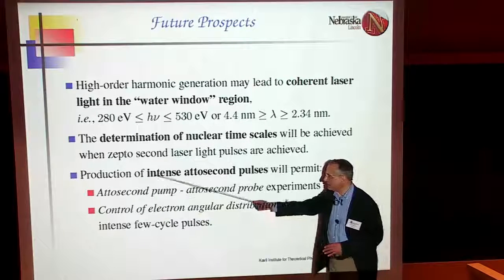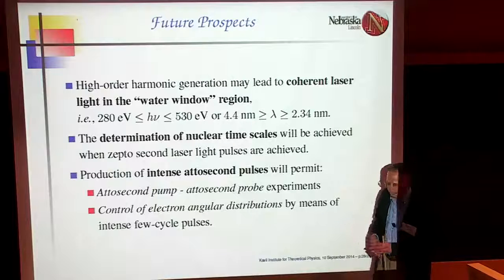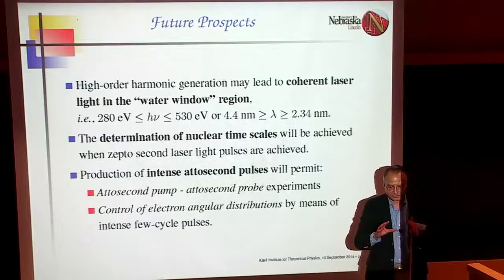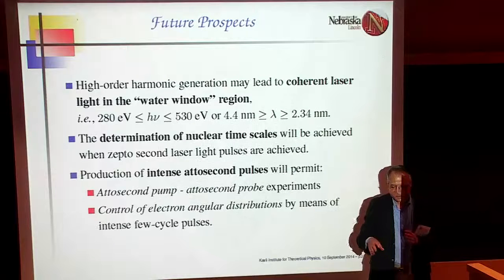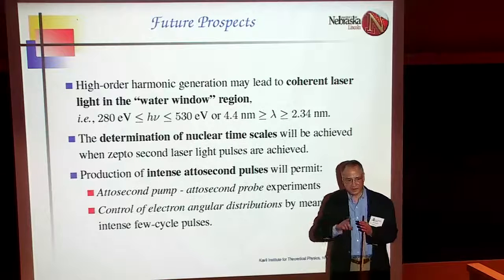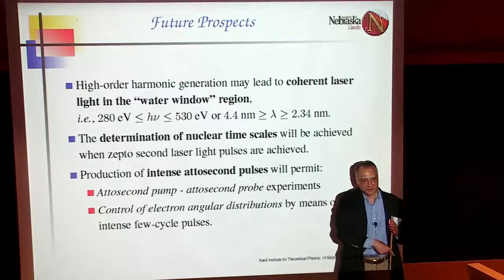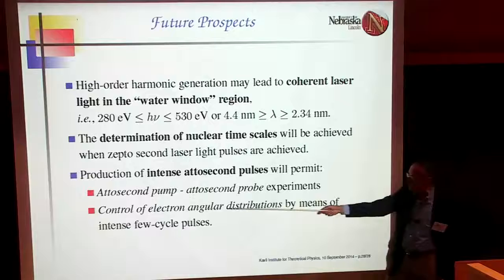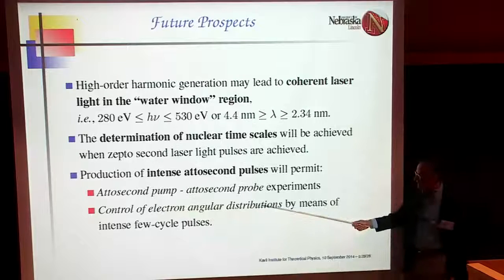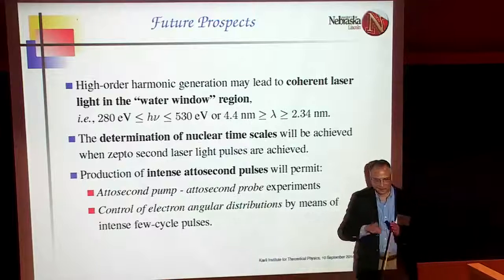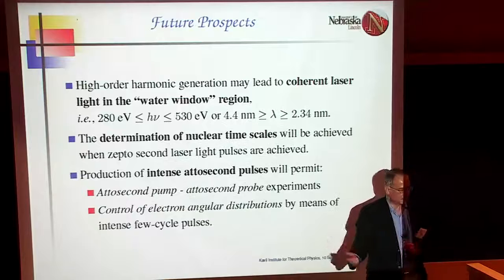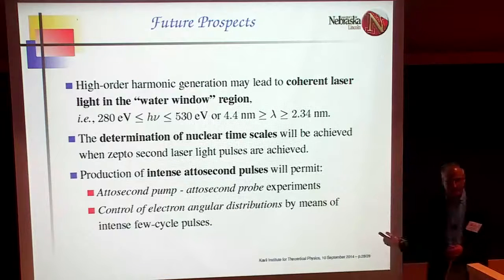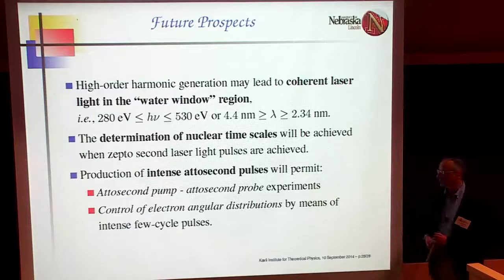The other thing about intense attosecond pulses that have few cycles is that since the electric field determines the motion, you can get asymmetric motions. You can kick an electron more in one direction than the other. And so these intense attosecond pulses can control electron angular distributions, or in simple language, which way an electron moves, whether it goes to the right or the left. And that's an example of the control one will have.